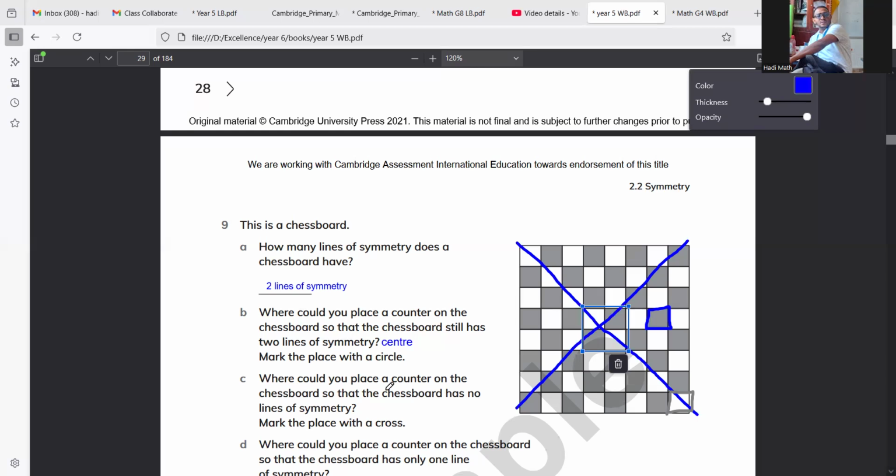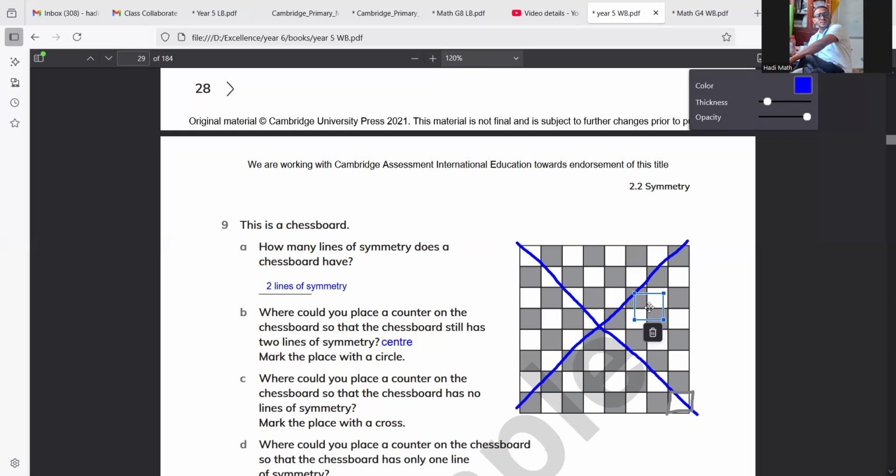Question number C, they said, where could you place a counter on the crossboard so that the crossboard has no line of symmetry? Mark it. You just need to put it anywhere, like this one here. I just put it here. Counter, I put it here. Or put it anywhere with a different color, you can put it here.